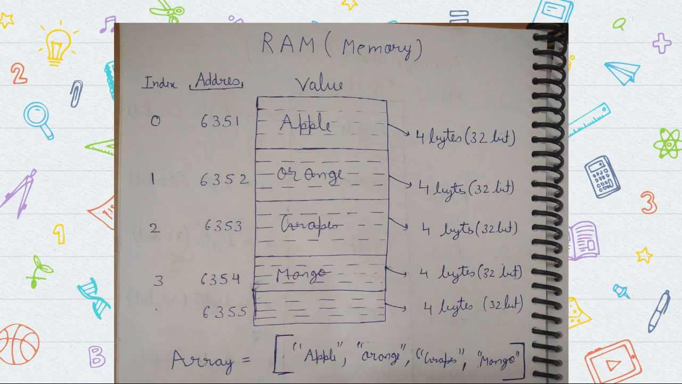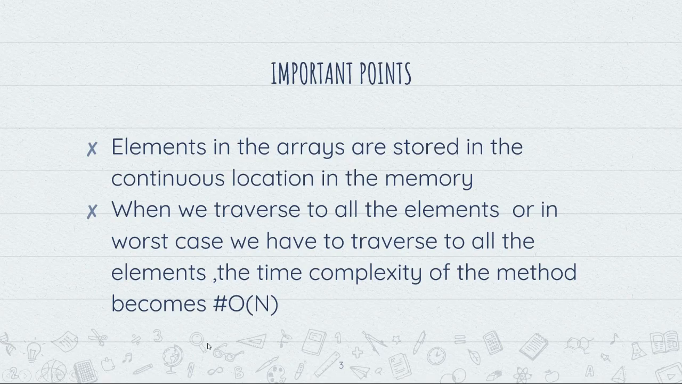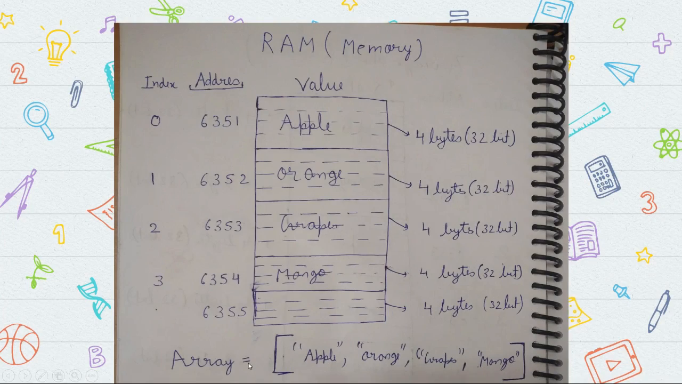So guys, this is how arrays are stored in the memory. You can see that I have initialized an array with 4 elements: apple, orange, grapes and mango. This is our memory, and these are the memory addresses. I'm considering a 32-bit computer, so it will take 4 bytes, and all this data will be stored in bytes. But just for ease I am showing you apple, orange, grapes and mango in their original form.